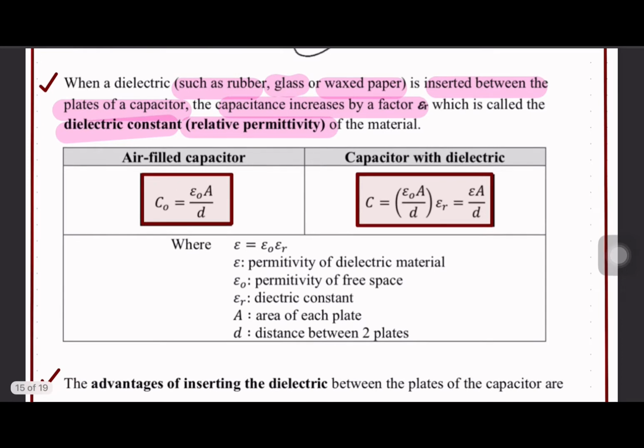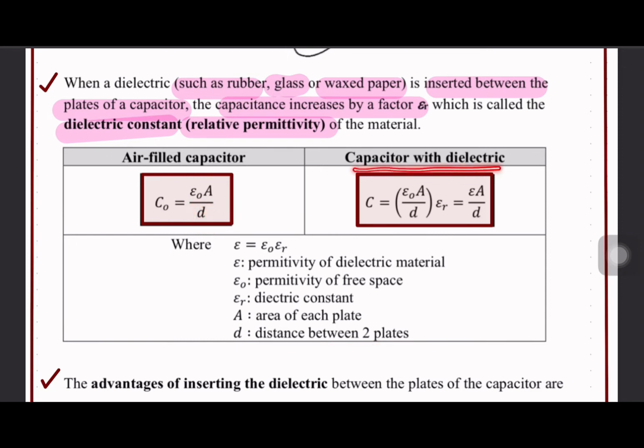Okay, so for the air-filled capacitor, the equation that we use to calculate the capacitance of the capacitor C is C0. You denote it as C0 because we consider it the basic capacitor, C0. So C0 is equal to epsilon naught A over D. Epsilon naught is the permittivity of free space, A is the surface area of each plate, and D is the distance between the two plates.